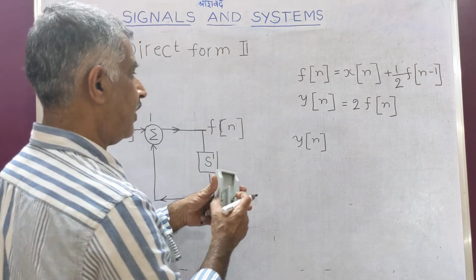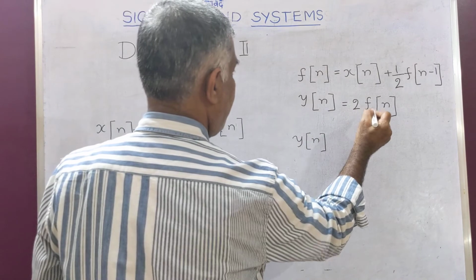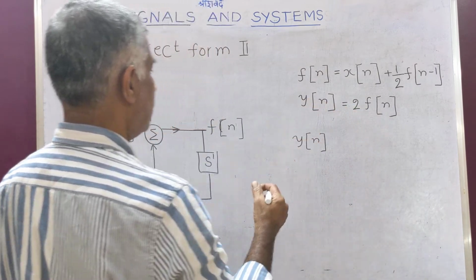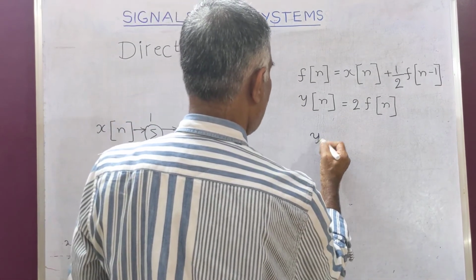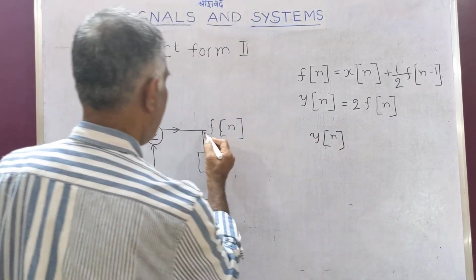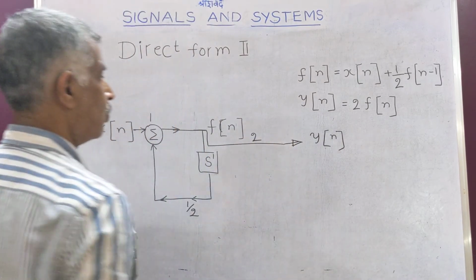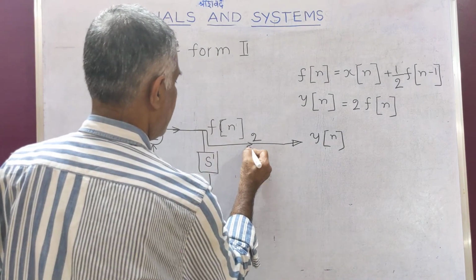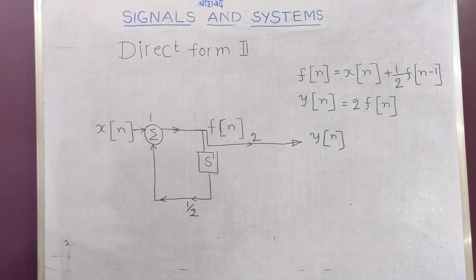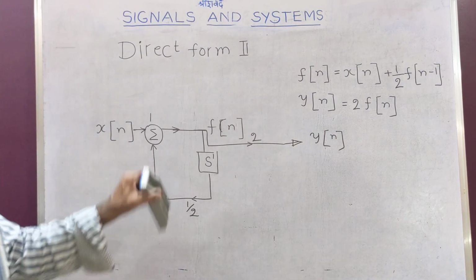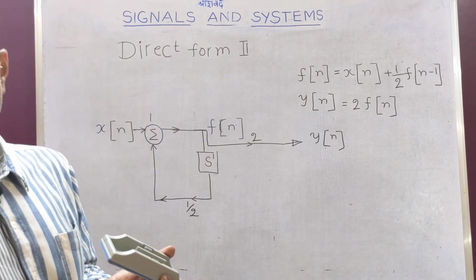After writing f of n, you have to implement this, that is, y of n is equal to 2 times f of n. Here you write y of n and take this signal through a scalar multiplier of 2. So this is 2 times f of n. That gives you y of n. So this is what is called direct form 2. Okay, thank you.